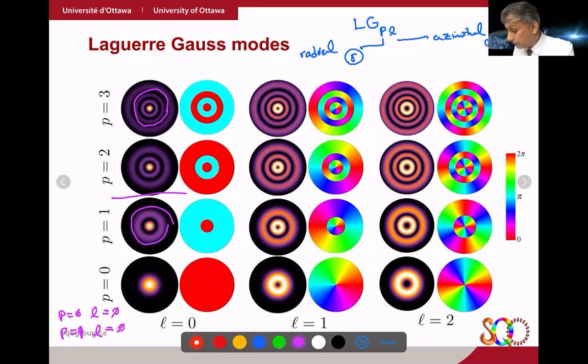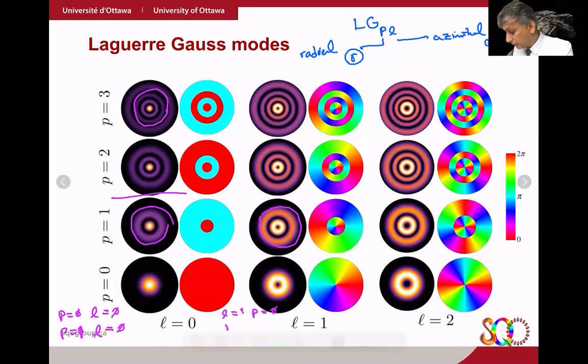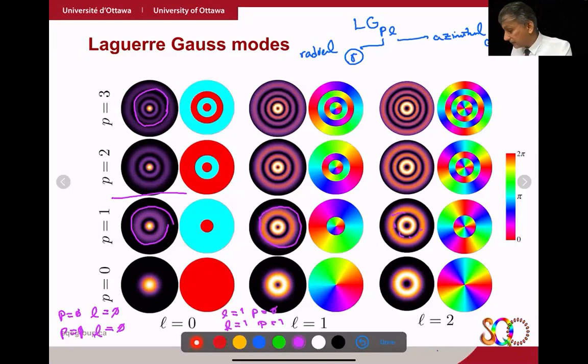With the same aperture, I can also handle L equal to one, P equal to zero, and L equal to one, P equal to one. And for the next one, I cannot even handle P equal to one. So the only thing I can handle is L equal to two and P equal to zero. Essentially, for this specific numerical aperture, I can only handle five modes. That is an issue, essentially. That is the reason that I cannot use the entire OAM space.